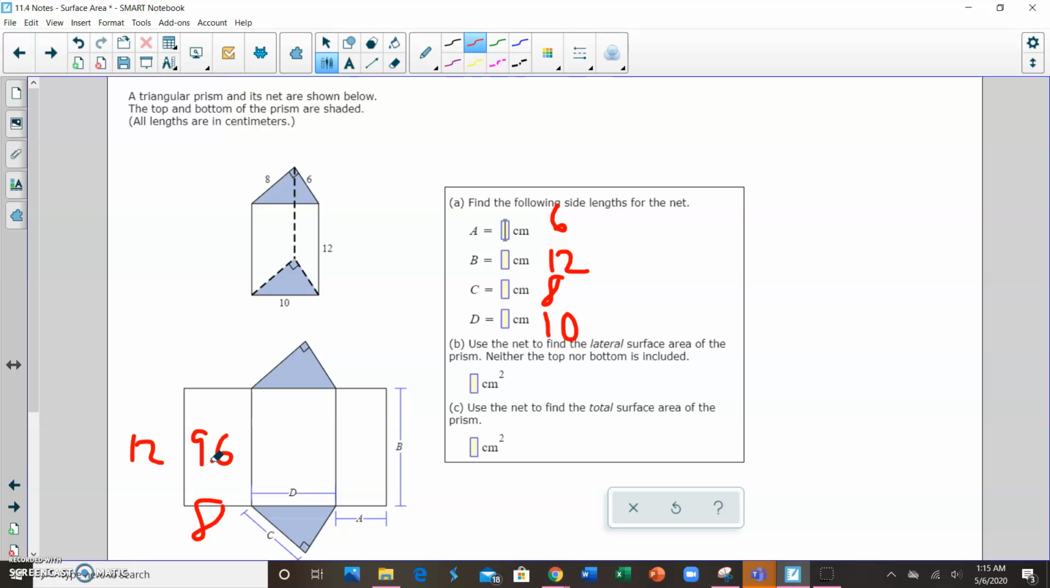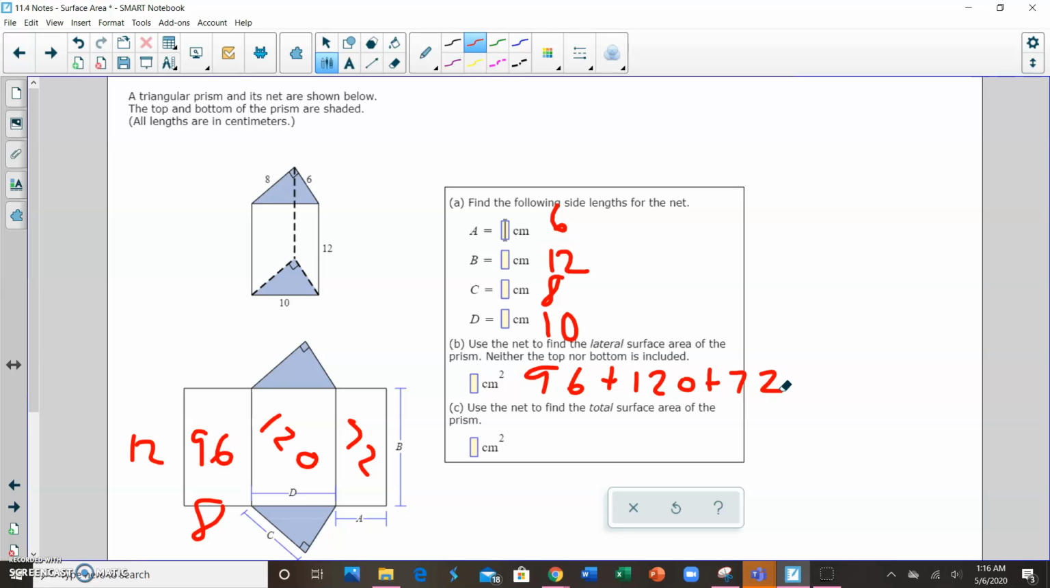This middle area here is going to be a 10 by 12, so that's going to be 120. And then this part right here is going to be a 6 by 12. And a 6 by 12 is going to be 72. So that is your lateral area. So 96 plus 120 plus 72, lateral area.